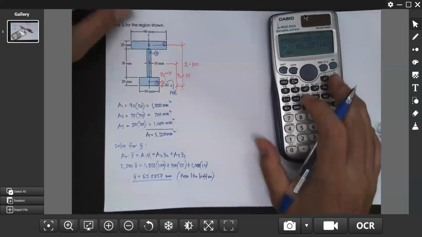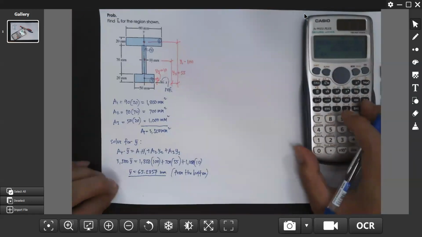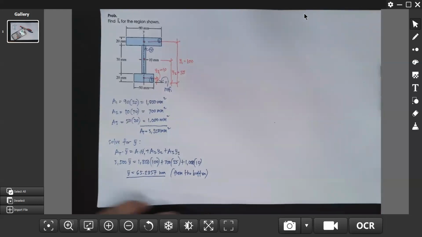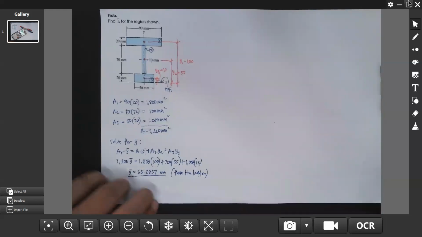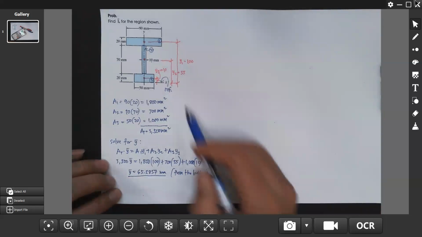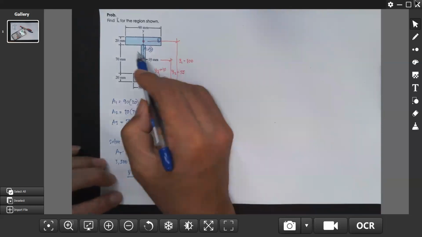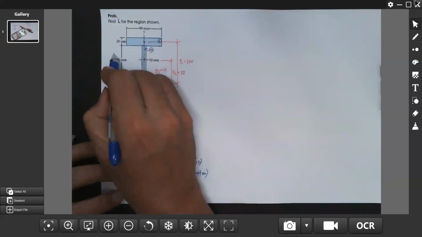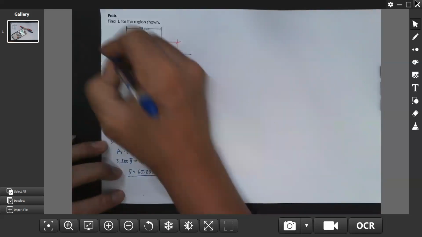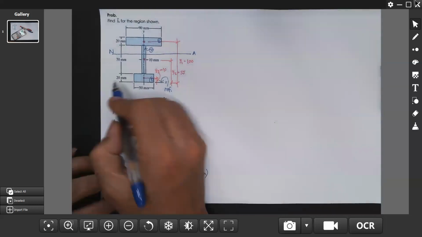After y bar, we can now solve for the centroidal moment of inertia. It means the neutral axis is located 65.2857 millimeters from the bottom. This is 55, so it is probably there. This is our neutral axis, and this is our y bar.